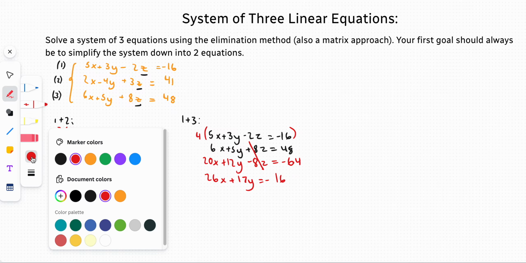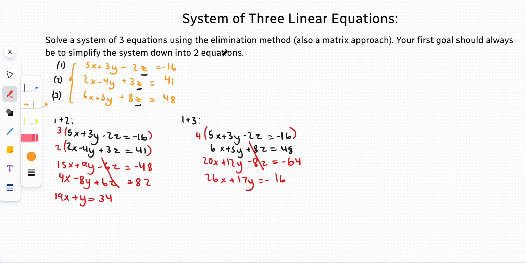So now all we can do is let's rewrite our system, which now consists of 2 equations instead of 3. Right here, and then 19x plus y equals 34. Alright, so now we have a more traditional system of 2 equations, which is much easier for us to deal with. Now when we're given this, we should look at which variable we want to eliminate. Let's just choose to eliminate y in this case.